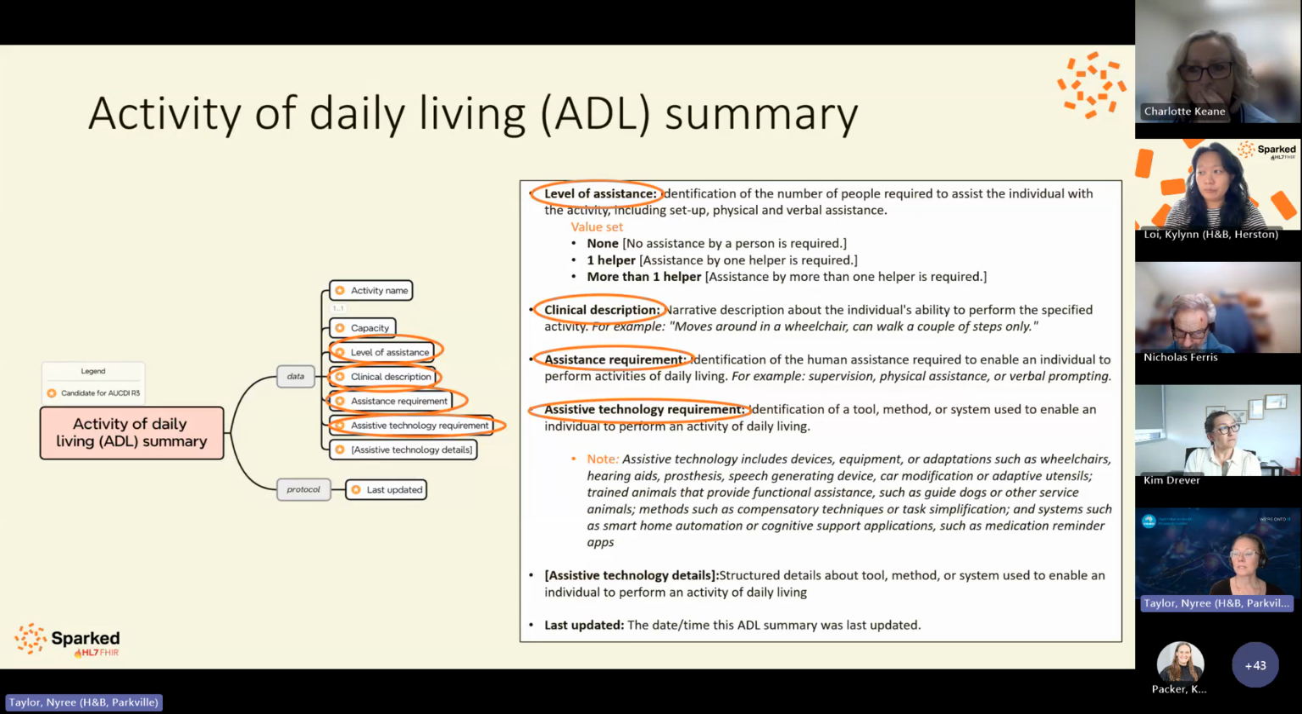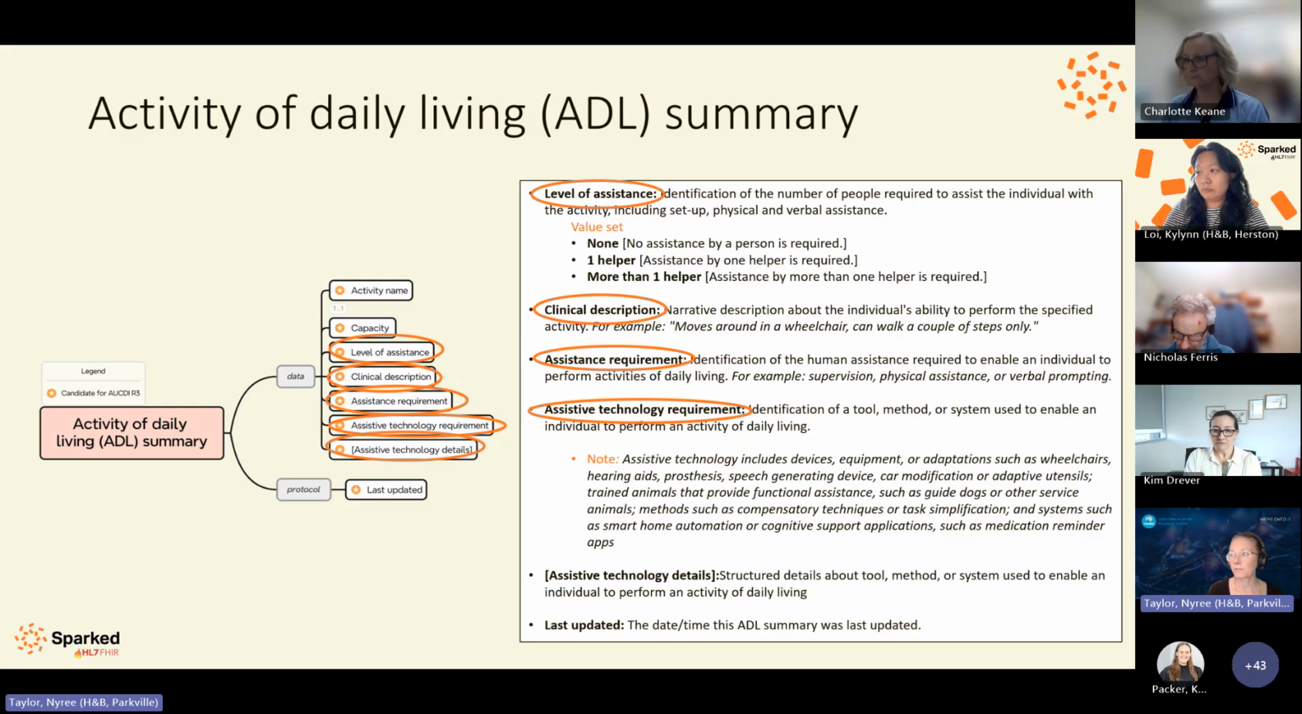So with this definition, it's quite a broad definition, but it enables us to look at what are those things that an individual will need to draw upon to be able to perform that activity that's mentioned in the activity name.